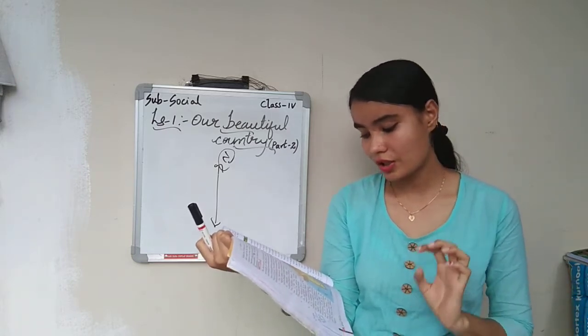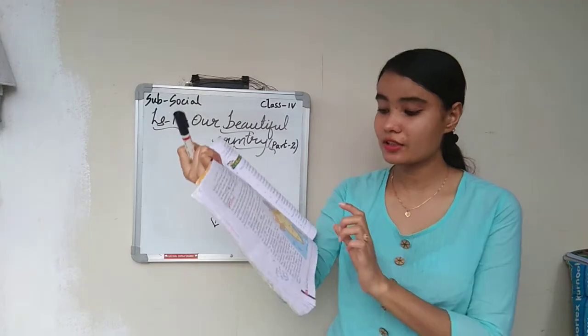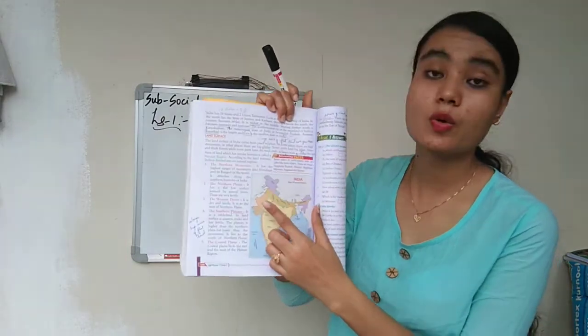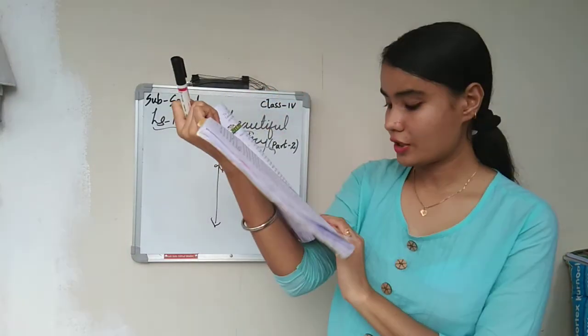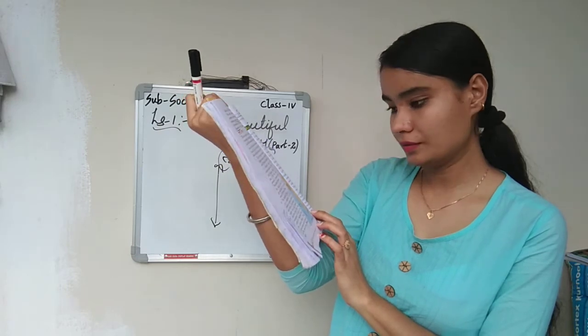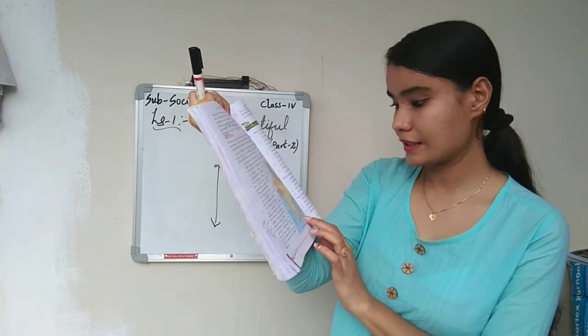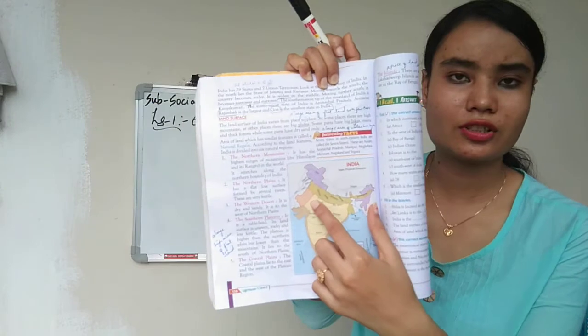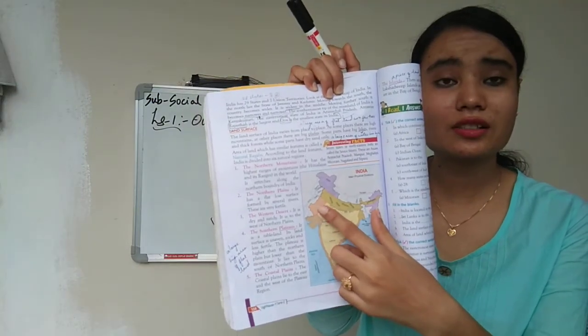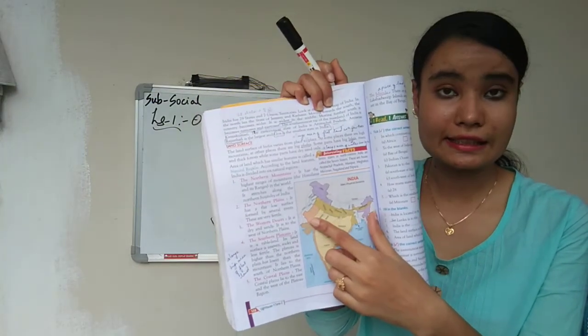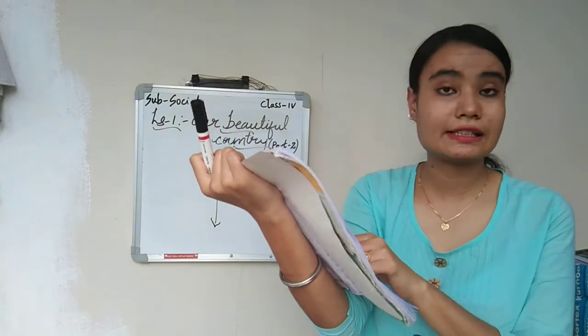So this is called as what? Western desert. And where is it located? It is located towards the northwest of India. You can see this one, the western desert, Indian desert. You can see this one, this orange color, light orange color. So this is nothing but what? Indian desert, or you can say the western desert.